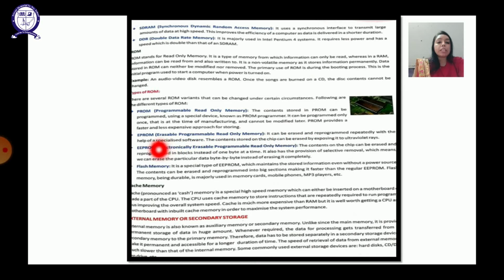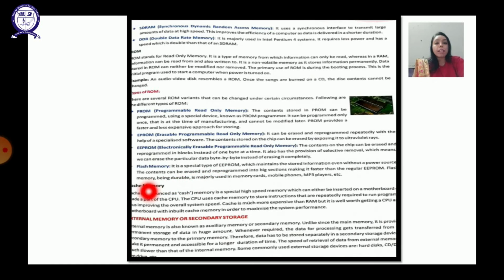Then we have EEPROM, that is electronically erasable programmable read-only memory, and the contents can be erased and reprogrammed in blocks. In the EPROM we were doing it byte by byte. Here a small part of the byte is in blocks in which the program is being made, and it also has the provision of selective removal. It means suppose you don't want to remove the whole content, you can just select some of the content and remove it, right? Next is flash memory. Flash memory is a special type of EEPROM which maintains the stored information even without a power source. The contents can be erased and reprogrammed in big sections, making it faster than the regular EEPROM, right?